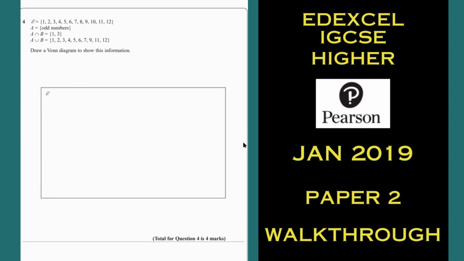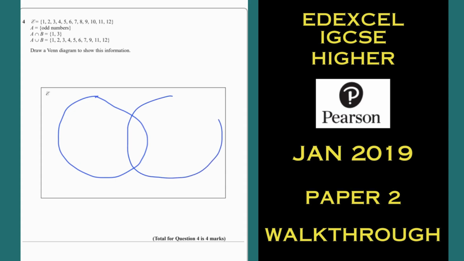Venn diagrams. So usually they've drawn the circles for you, but not here. Bit tight really, so always make them as big as you can. It's very easy to make this a small section and you end up having to put 7 numbers in there, so always make it big enough to squeeze at least 3 or 4 numbers in. And it says we're only dealing with the numbers 1 to 12. Okay, tick. A is odd numbers. All right. A intersection B is 1 and 3.